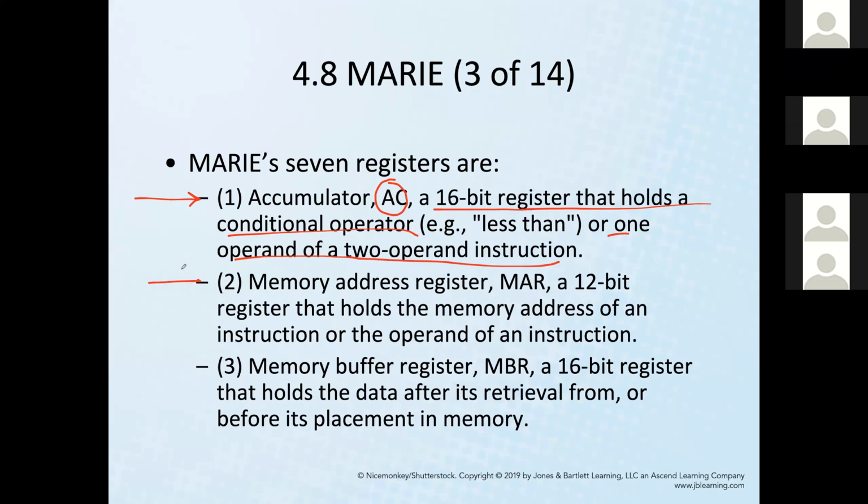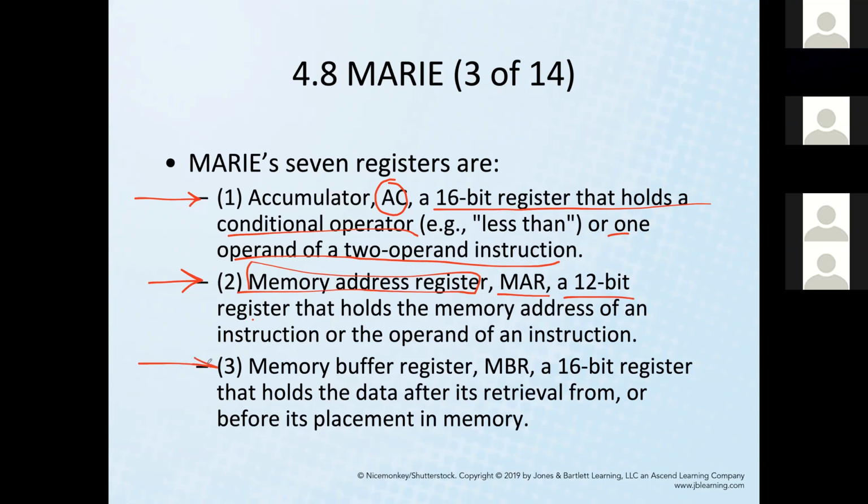Memory address register, we show it with MAR. It's a 12-bit register that holds the memory address of an instruction or operand. Why 12? Because the size of memory is 4 meg, for which we need 12 bits to hold the address. So MAR is called memory address register.